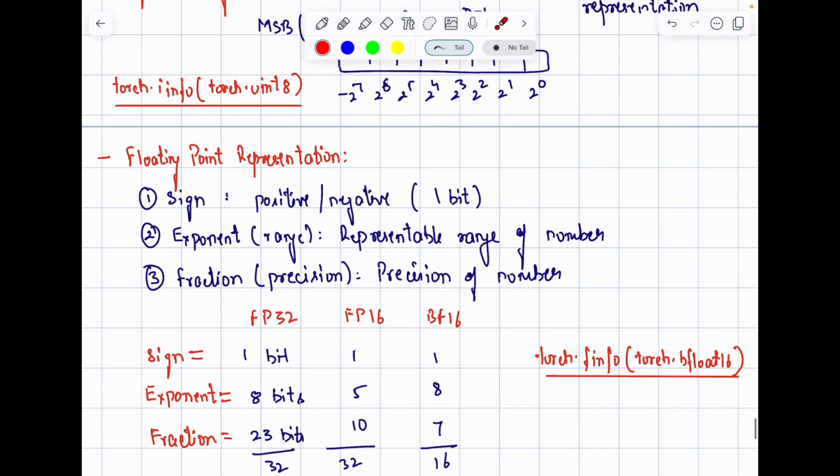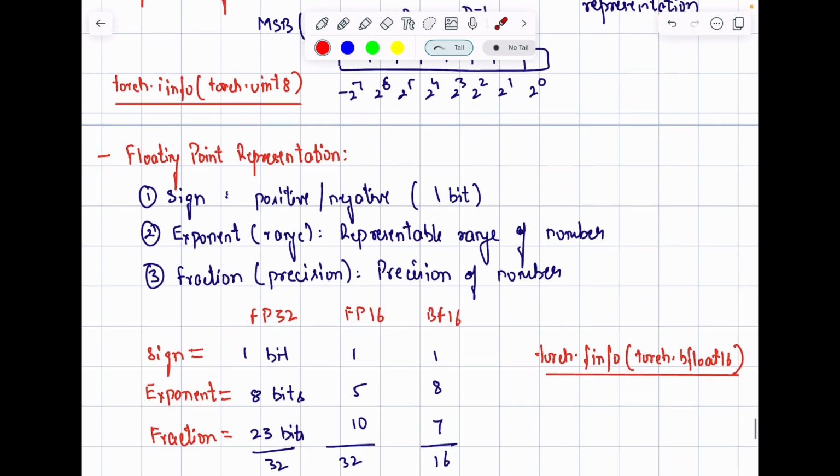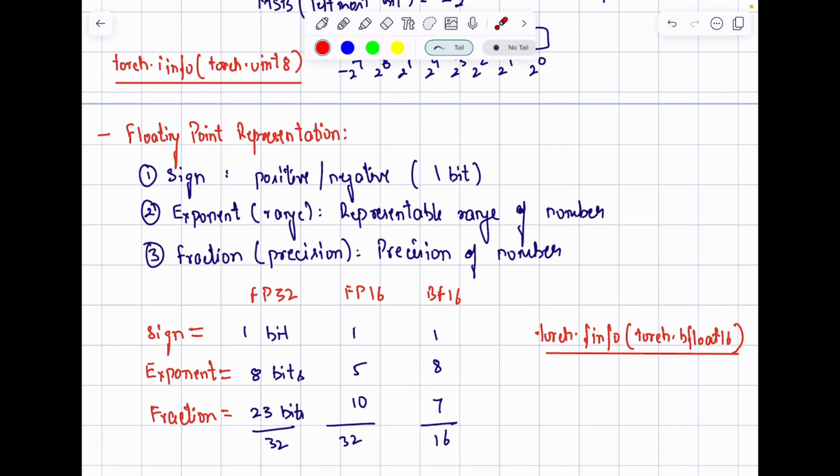Okay. Let's focus on floating point representations now. So floating point representation has three parts. One is sign, second is exponent, third is fraction. Sign represents whether the number is positive or negative and takes 1 bit. The exponent represents the range of the number, and fraction represents the precision of the number. Okay.